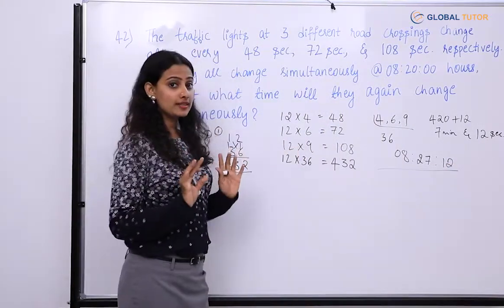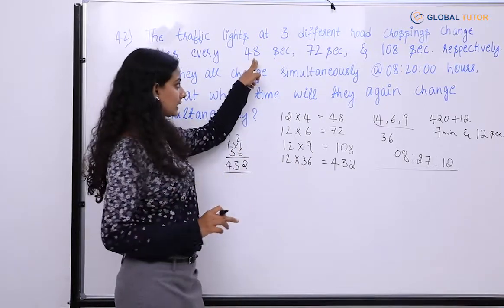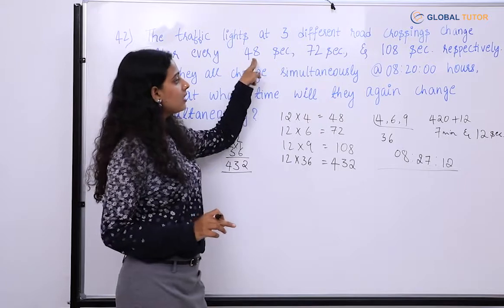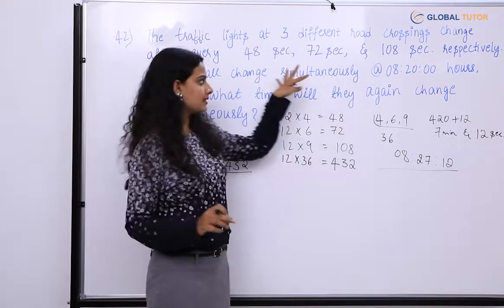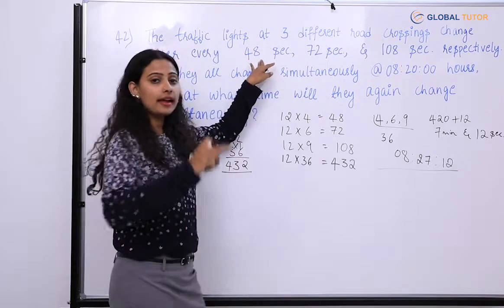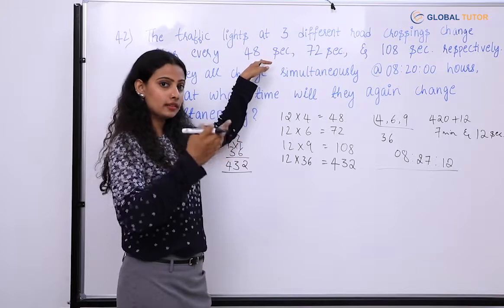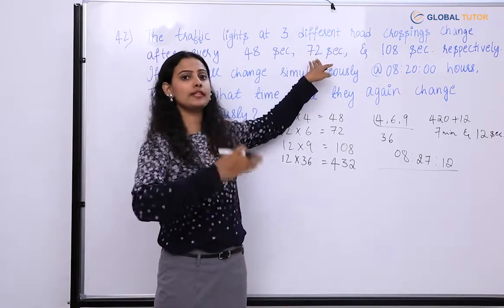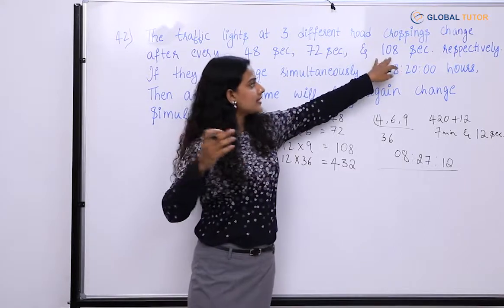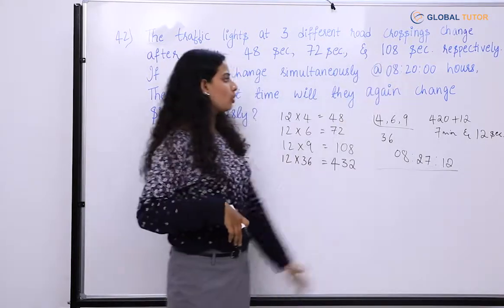I hope you all understood. Why did we take the LCM here? Because here there is 48 seconds and they've said at what time they will change simultaneously. So if it is 48 seconds, at 48 into 2 it will change the second signal, 48 into 3 the third time, 48 into 4 the fourth time. Similarly 72 into 2, 72 into 3, and exactly similarly 108 into 1, 2, 3 and so on.